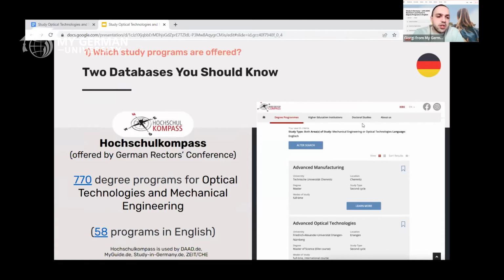So there, when you search for optical technologies and mechanical engineering, you will be able to find 770 degree programs, and only 58 of them will be in English. Maybe not fully in English, partially in English, but all is included in this 58 number.